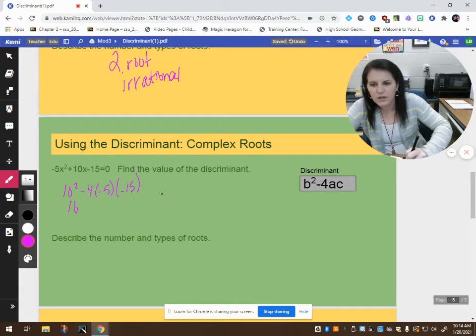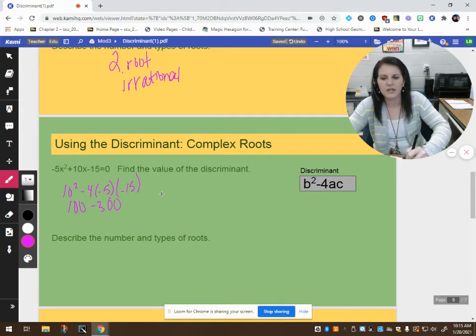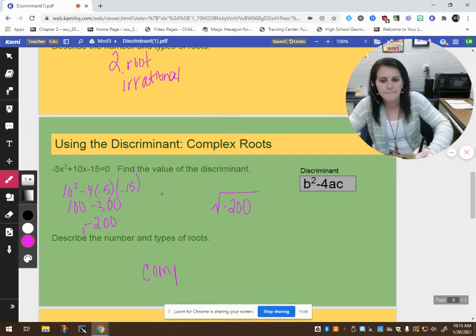So I have 100. This is a negative times a negative, which is a positive. And a positive times a negative is a negative. So I have 100 minus 300. That's negative 200. Remember, this is what's under the square root symbol. The discriminant is under the square root. If I try to take the square root of a negative number, I know that I'm going to have complex roots. So my answer is complex roots. There will be 2 of them, but they will be complex. So 2 complex roots.